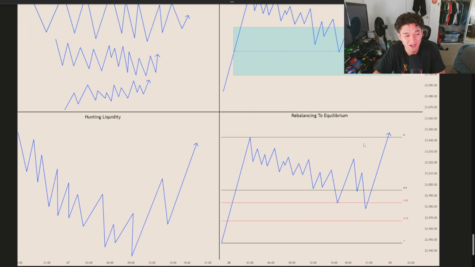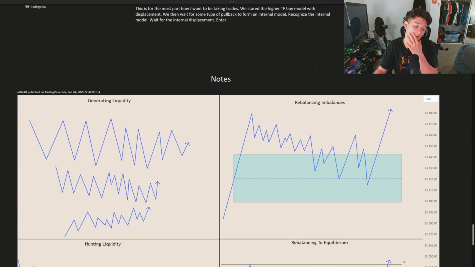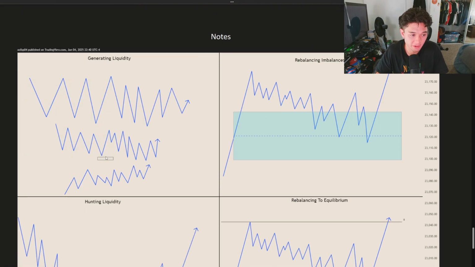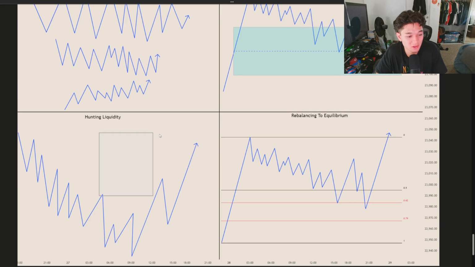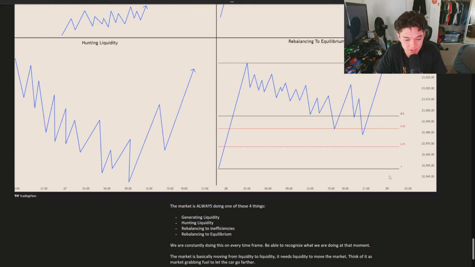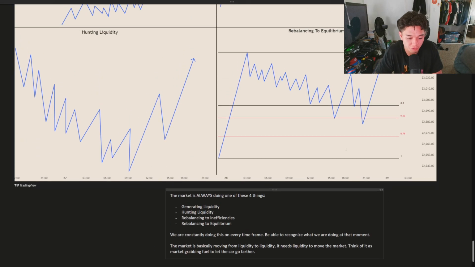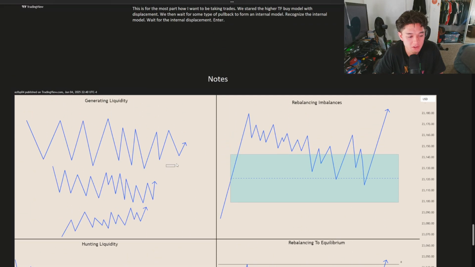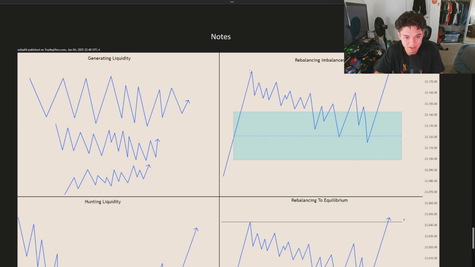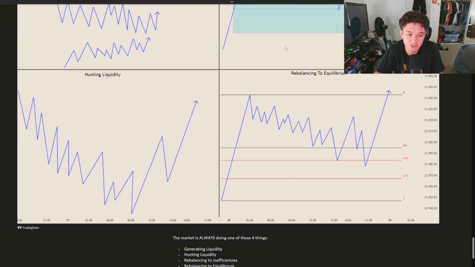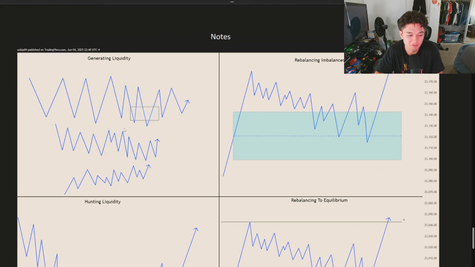I don't even know if I need to go over this, but price is always doing one of four things. We're always generating liquidity, rebalancing to inefficiencies, imbalances, hunting out liquidity, or rebalancing to equilibrium. So price is always doing one of those four things, and I want to be aware of what price is doing at that moment. Obviously, I do not want to be trading when we're generating liquidity. That's going to be not optimal, not efficient price action. Don't want to be trading here. We can be trading when we're rebalancing to inefficiencies. We just don't want to be trading this. This is not going to give good price action.